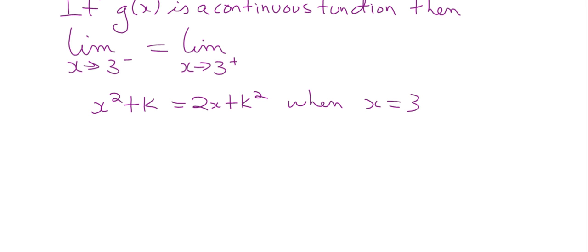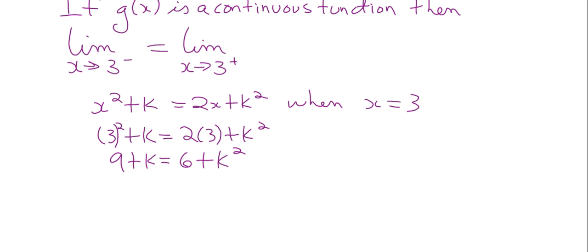Right, so let's do that. Put in a 3 for x. 3 squared plus 2k is equal to 2 times 3 plus k squared. It looks quadratic. That should be plus 2k. 2k, 2k, 2k. Thank you. Okay, so what does that become? k squared minus 2k minus 3 is equal to 0.